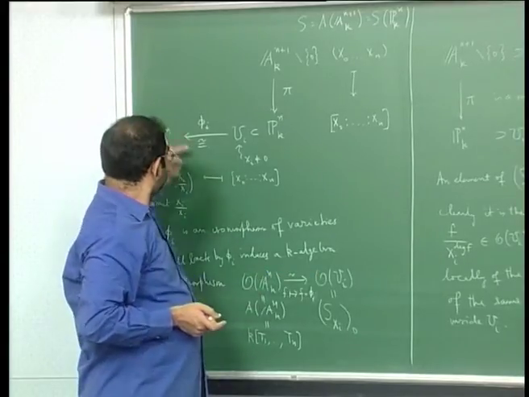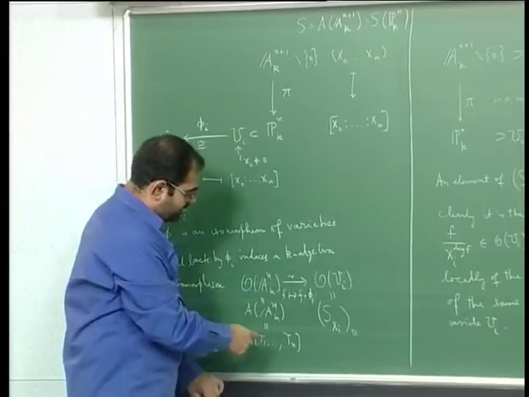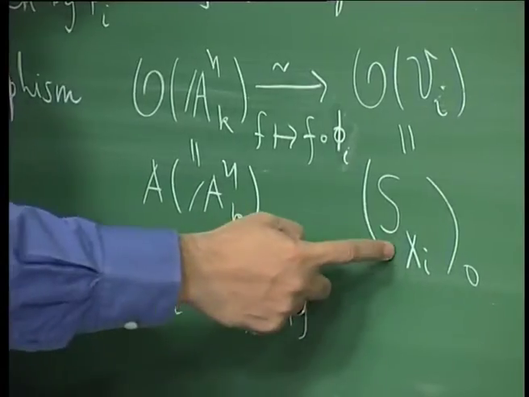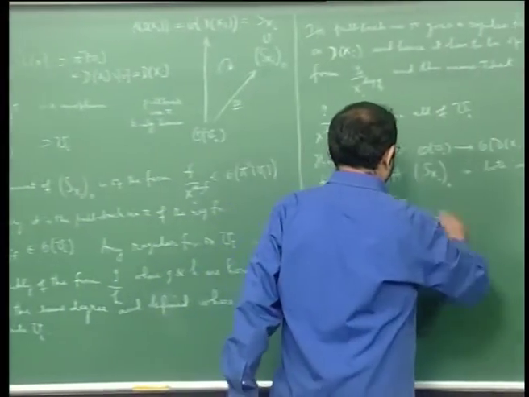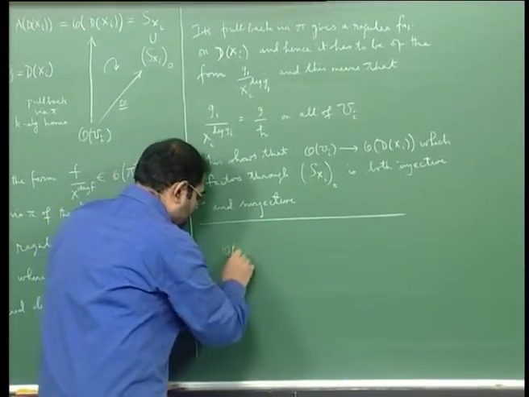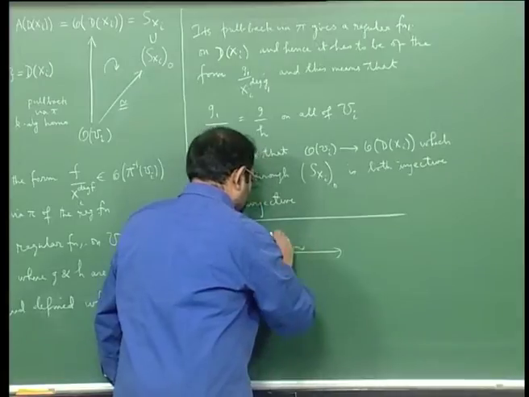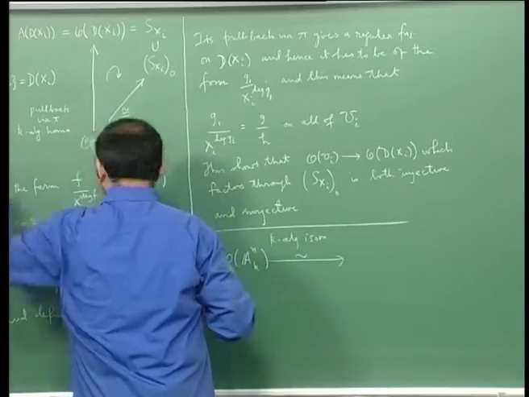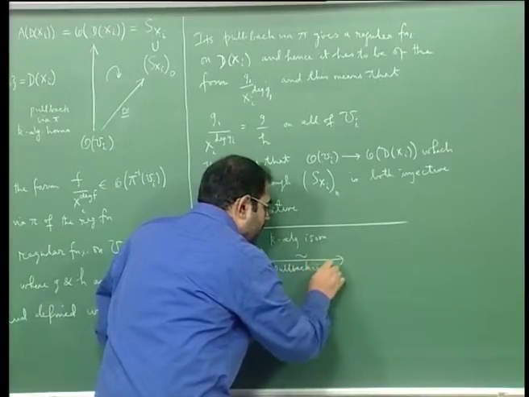And to show that this pullback via phi is an isomorphism in terms of rings, you can actually give the ring isomorphism from K[T1,...,Tn] to this homogeneous localization. So what is that? What is the other statement? You see, I have O of An, and I have this k-algebra isomorphism, which is given by pullback of regular functions via phi.